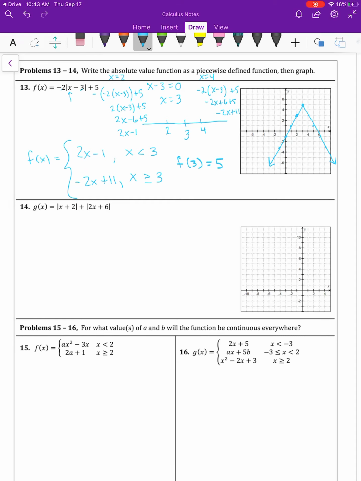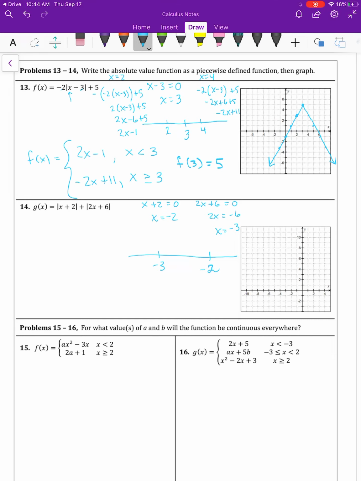The reason this works out nicely when there are 2 absolute values is because you have 2 points that you need to focus on the number line. So I'm going to put my x plus 2 equal to 0, I get x equals -2. I'm going to put my 2x plus 6 equal to 0, 2x equals -6, x equals -3. So when I draw my number line, I've got -3 and... oh, I'm sorry, I thought it was a positive 3. It was a -3. Okay, so -3 and -2.